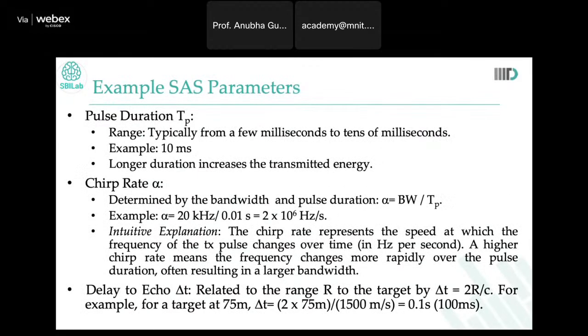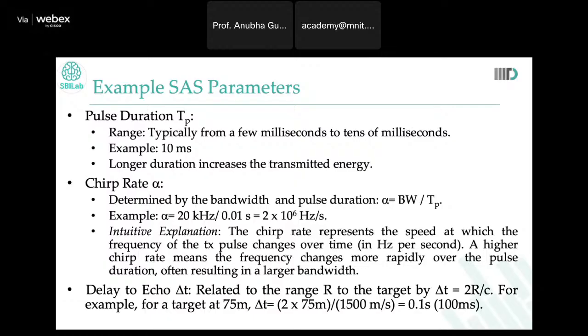Now pulse duration is TP. Typically it is a few milliseconds to tens of milliseconds. Let's consider an example of 10 milliseconds. A longer duration, as we had already discussed, increases the transmitted energy. So we are considering TP to be 10 milliseconds now. That is how long the chirp pulse would last.